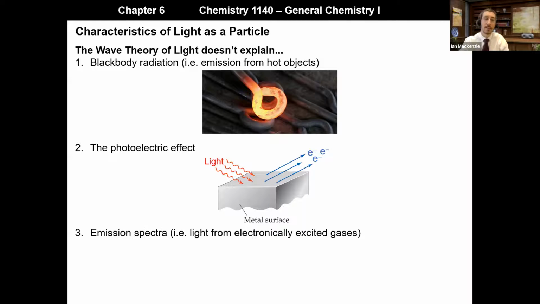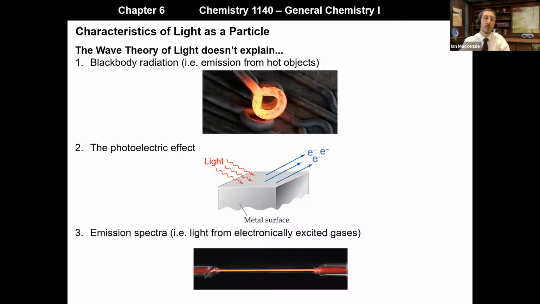And the last one is emission spectra. If you've ever seen a neon sign, that's the neon gas being excited by an electrical discharge and then emitting light. How does that work from this wave theory of light? So those three really were main considerations that made scientists look a little bit more deeply at the theory of light itself.